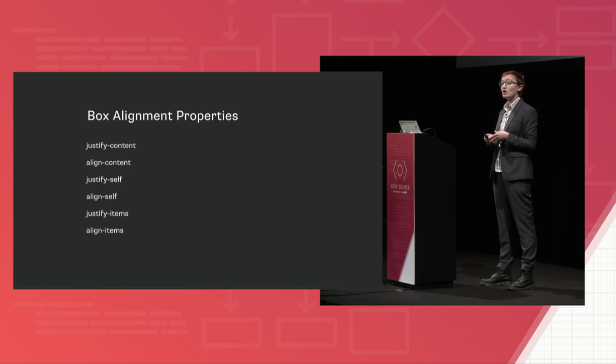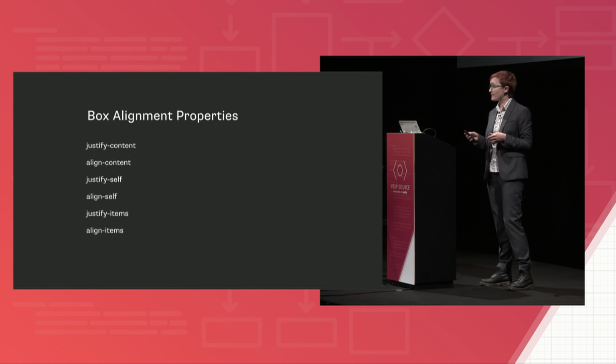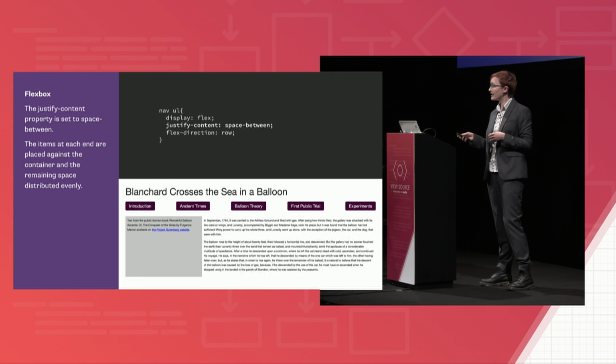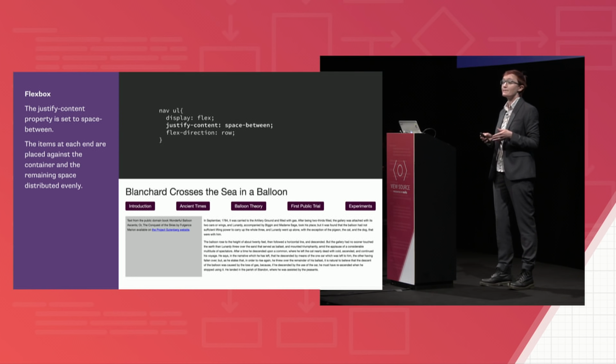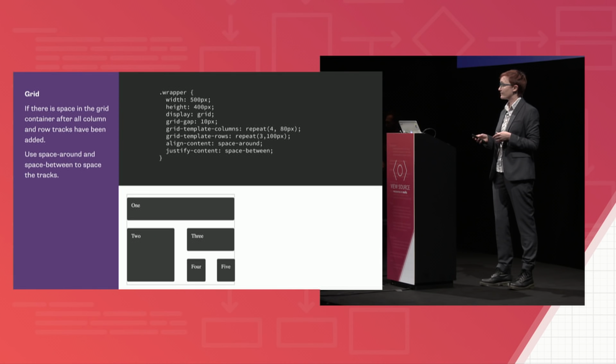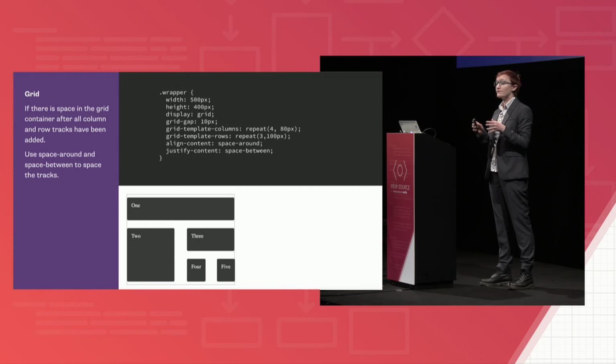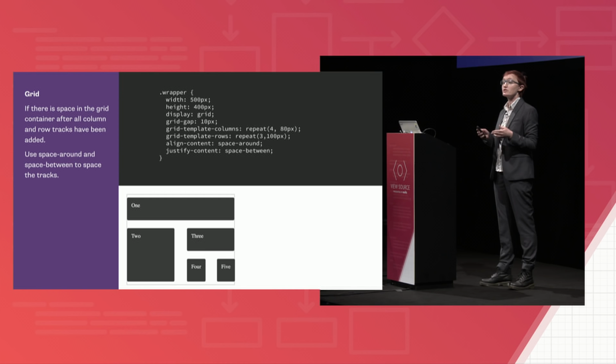So we get a set of alignment properties. I could easily use half an hour just talking about alignment, but very quickly. We've already seen one value of box alignment in the very simple Flexbox example. Justify content, space between, spaces the items out evenly. We can do exactly the same on a grid container. Assuming the total width or height of the tracks is smaller than the size of the grid container, we can use space around or space between to space things out.